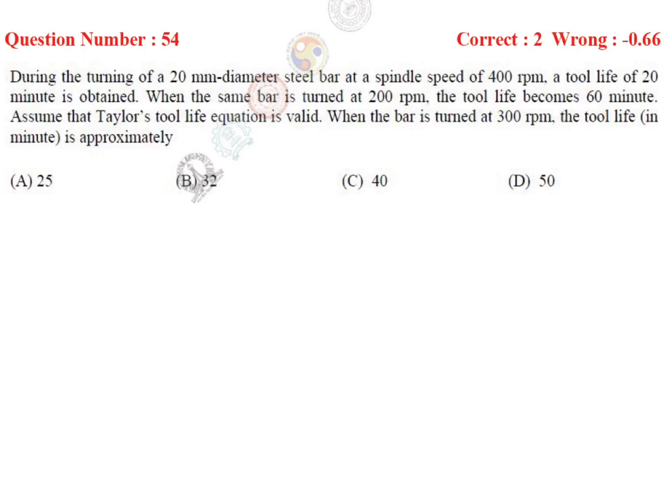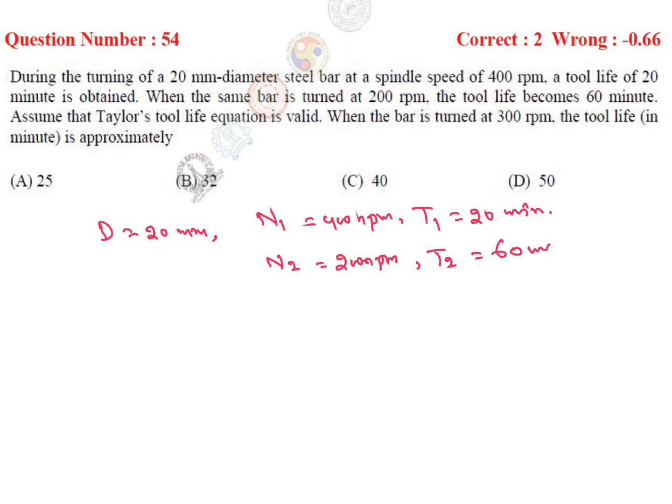So the data given are: D equal to diameter, 20 mm. Spindle speed N1 is 400 rpm, tool life T1 initially 20 minutes. Then for the same bar, so D is constant, N2 is 200 rpm, T2 is 60 minutes. Taylor's tool life equation, V T to the power n is constant, is valid. N3 is 300 rpm, and we have to calculate the tool life for 300 rpm in minutes.